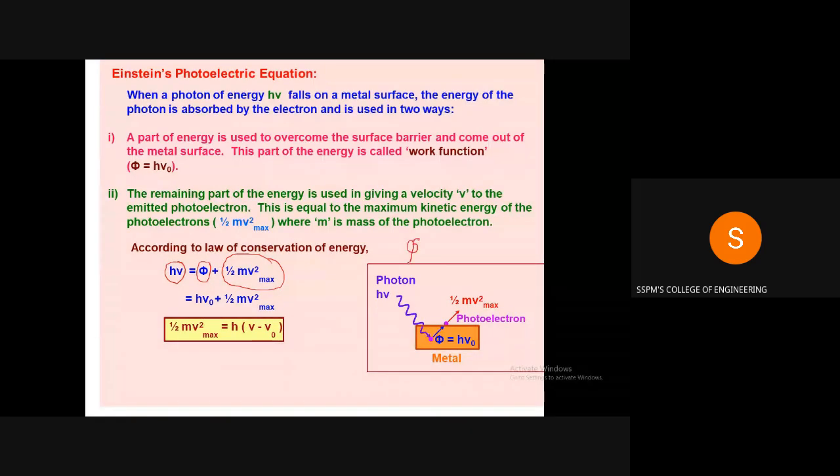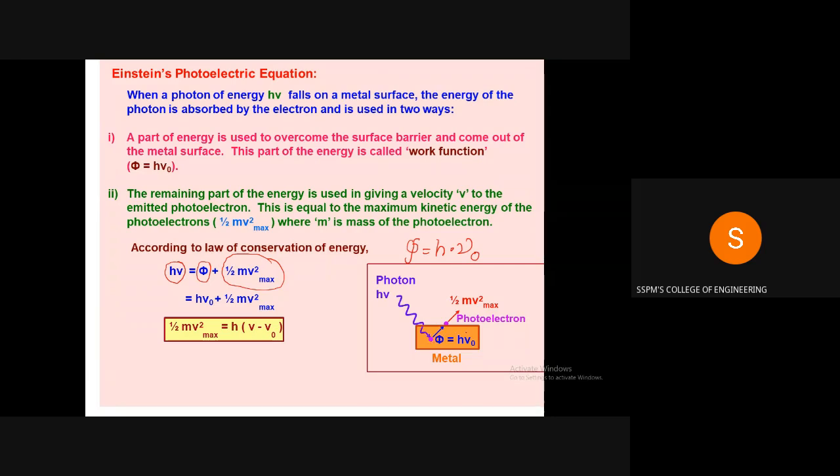Work function is simply denoted by h into mu zero. What is mu zero? That is the threshold frequency. h mu zero plus half mv square maximum. So the incident photon ejects the electron by overcoming the work function.